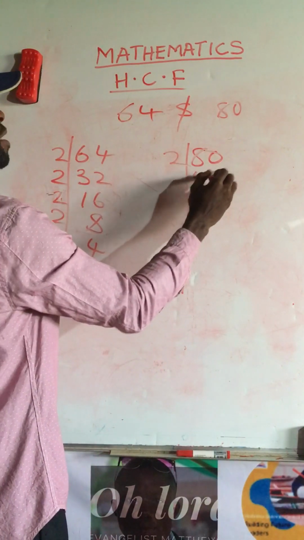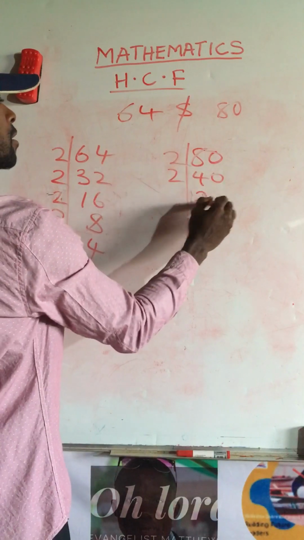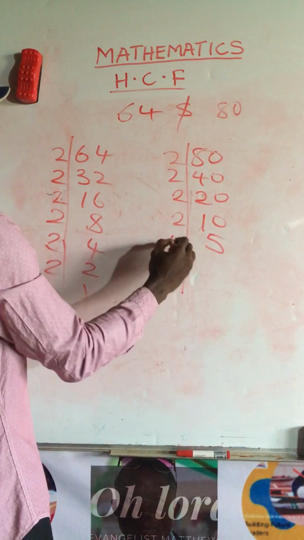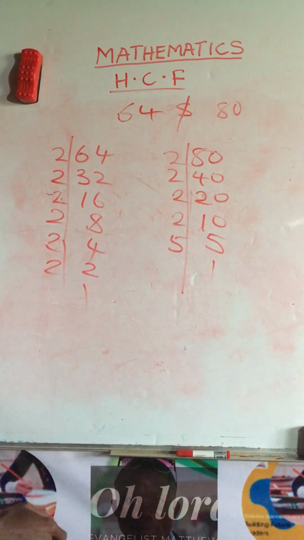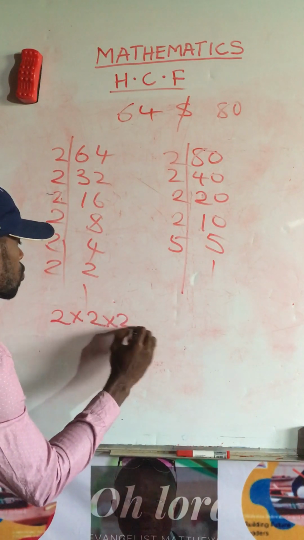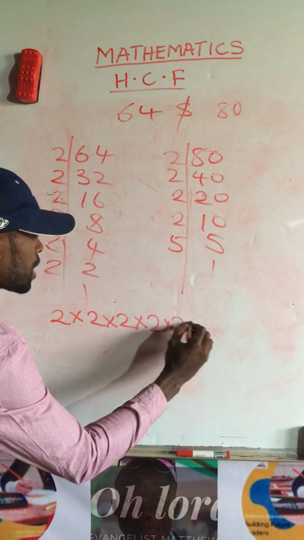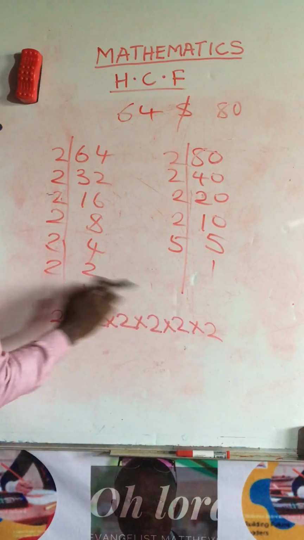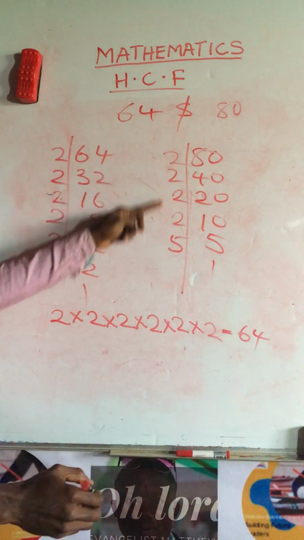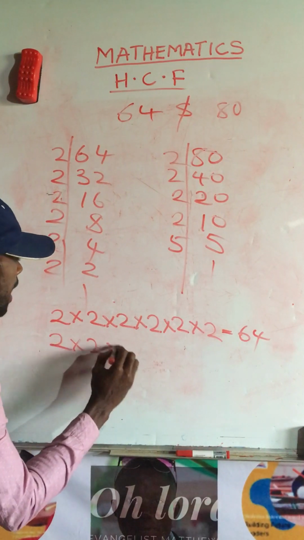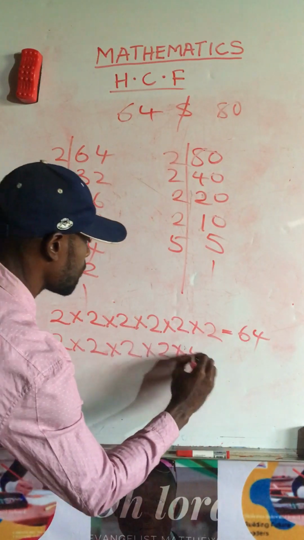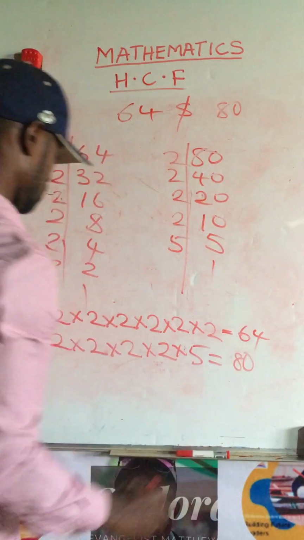So we have 80. 2 into 80 will be 40. 2 goes here, 20. 2 goes here, 10. 2 here, 5. Then 5 here, 1. So let's group it and see. We have 2 times 2 times 2 times 2 times 2 times 2 is equal to 64. And then we have 2 times 2 times 2 times 2 times 5 is equal to 80.